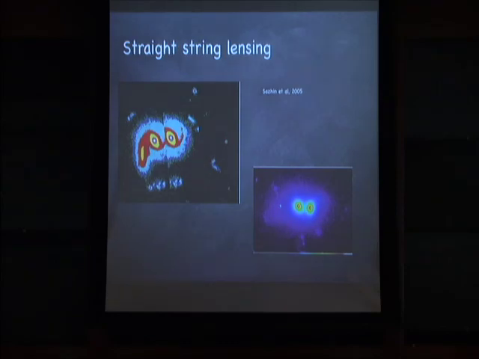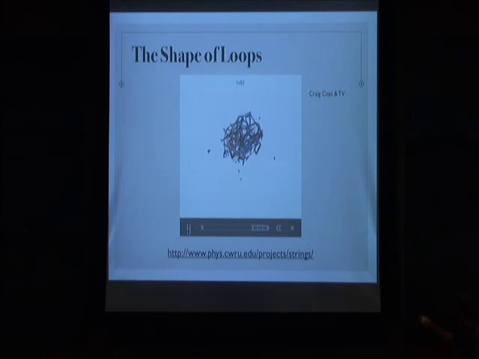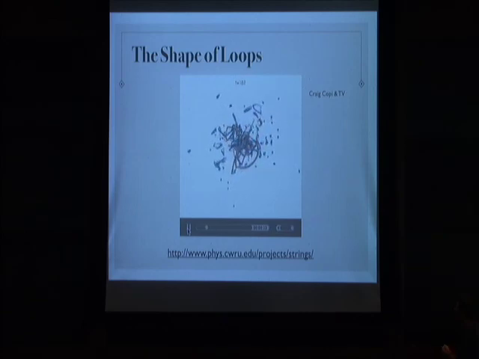Let me just go back. This might interest you. Here's a little movie of a big string loop breaking up into little loops. And if you pay attention, you can see that the loops that are coming off are kind of squarish, rectangular. The red is wherever an intercommuting happens.